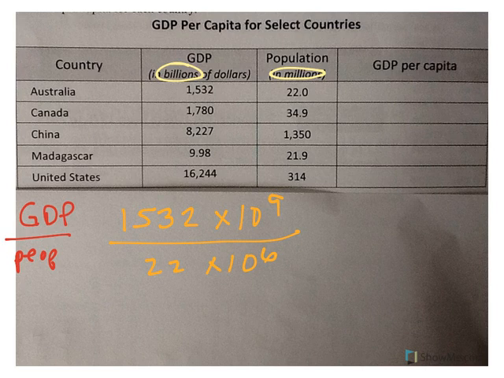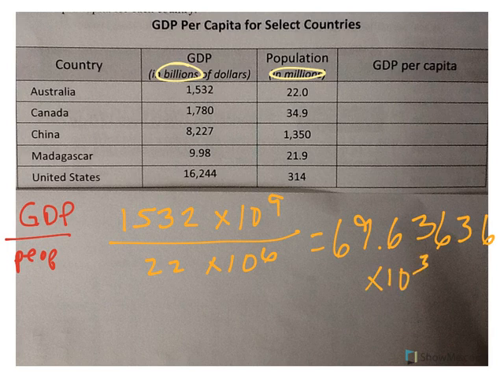So when I divide this, I get 1532 divided by 22, and I end up with 69.63636, it goes on and on, times 10 to the 3rd. Well, when we're talking about money, we don't talk about money in terms of scientific notation. So this times 10 to the 3rd, I'm going to move my decimal 3 places to the right. So I end up with a GDP per capita of $69,636.36. And since we're talking about money, I did round to the nearest penny.